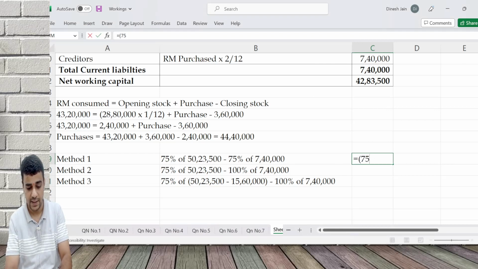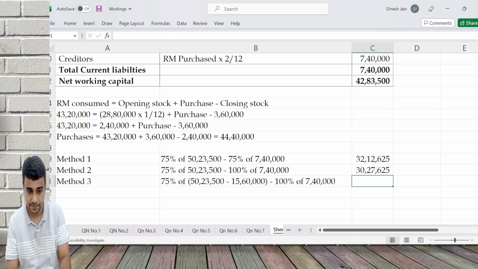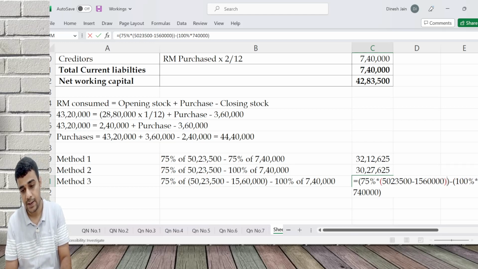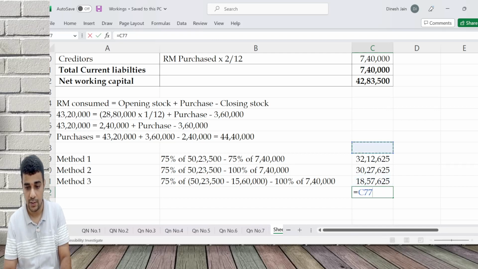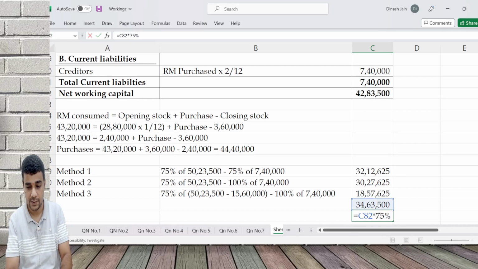So 75% into 50,23,500 minus 75% into 7,40,000. Method 2 is 75% of 50,23,500 minus 100% of 7,40,000. Method 3 is non-core: minus 15 lakh 60 thousand, 75% of non-core current asset minus 100% of current liability. We just check this calculation alone: 5023 minus FG value into 75% minus current liability.